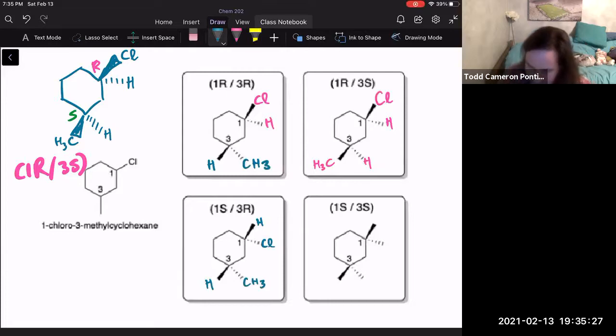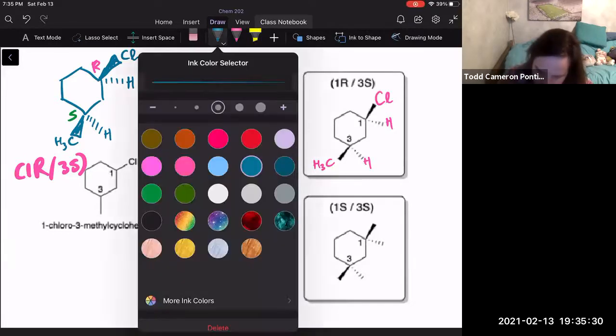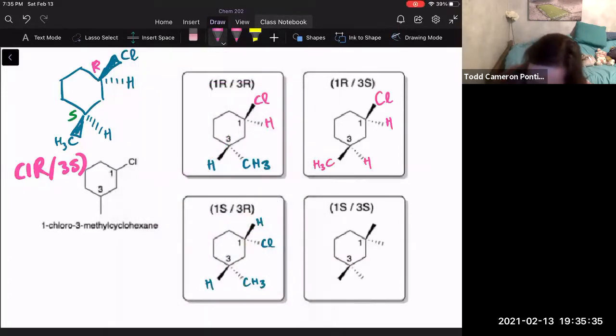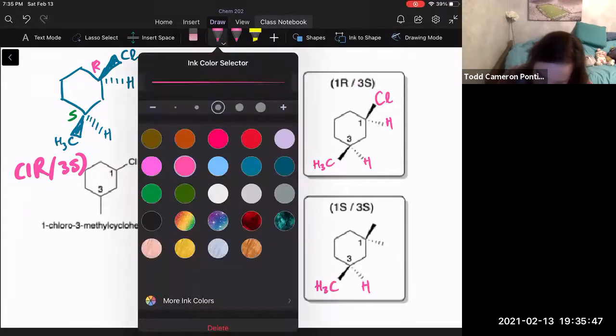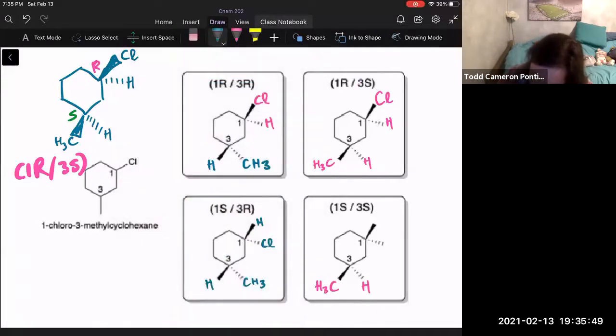And finally, the 1S, 3S. The way that I'm going to make that is I'm going to make sure that the 3S stays intact. That's hydrogen, this is CH3. And then I'm going to flip the stereocenter. So that's going to be a hydrogen and that's going to be a chlorine. So then it went from 1R to 1S. That's not a very good looking chlorine.